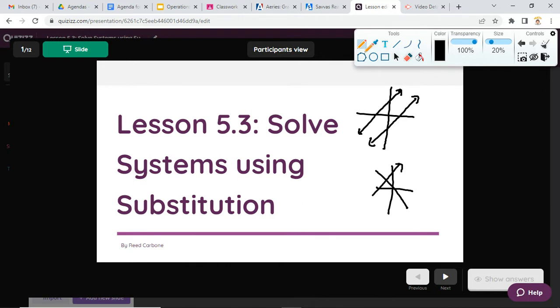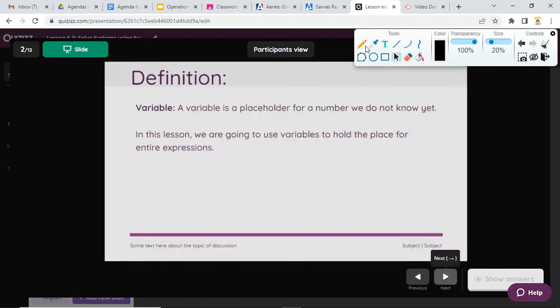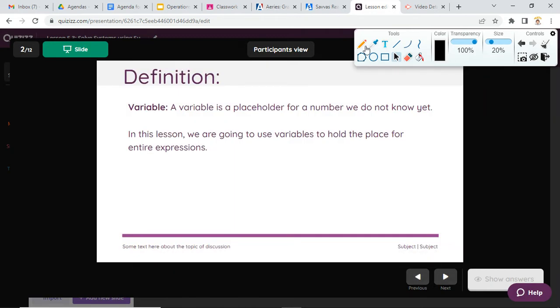So if these two lines intersect at this point right here, then this point would be the solution to my system of equations. Now, we've only solved the system of equations using graphing. However, today we're going to learn to do it using substitution. Now, I just want to remind you real quick of what a variable is. So remember, guys, a variable is simply a placeholder for a number we don't know yet. Now, in this lesson, we're going to use variables to hold the place for an entire expression, which we will substitute back in.